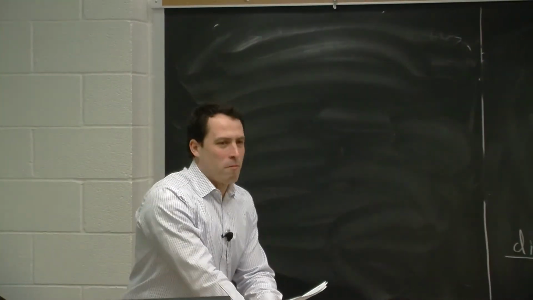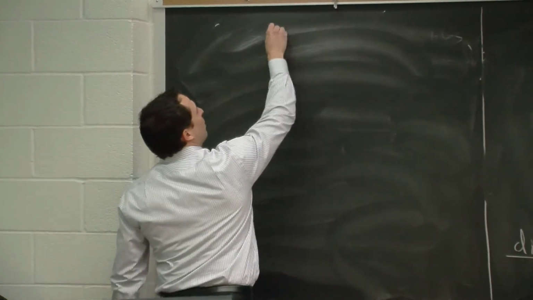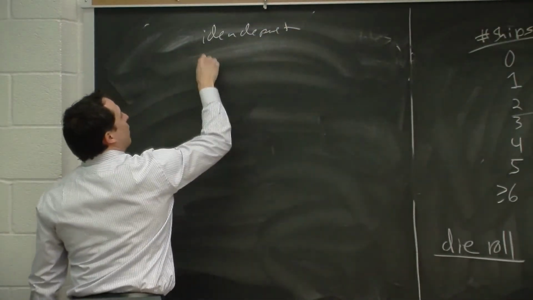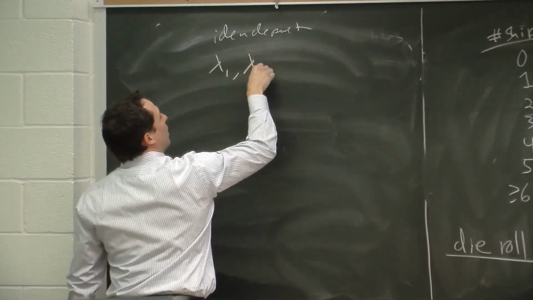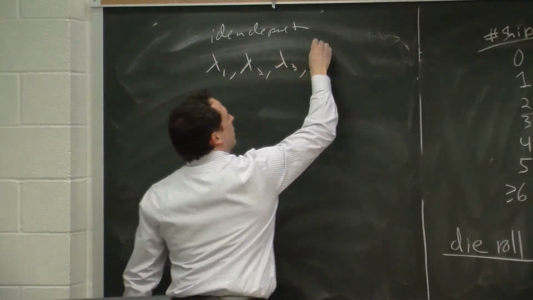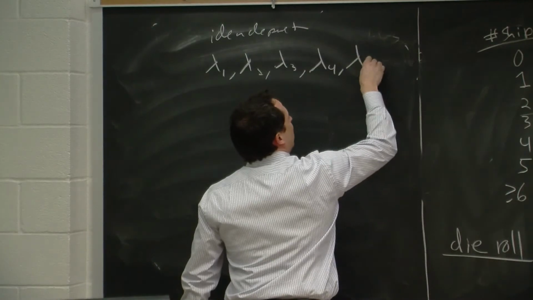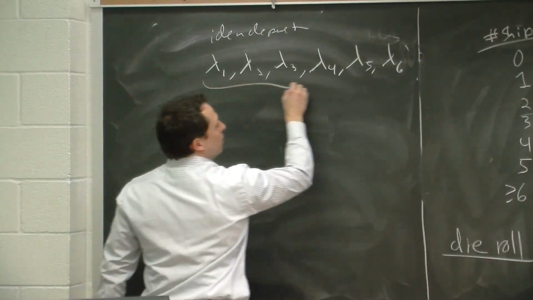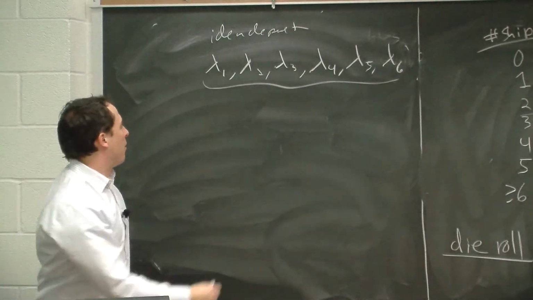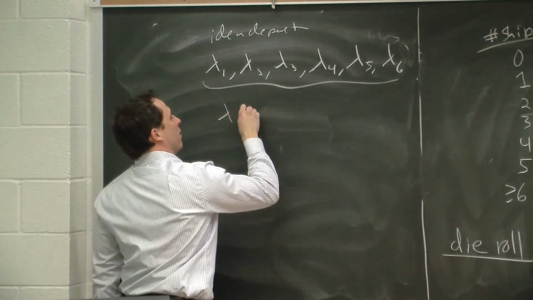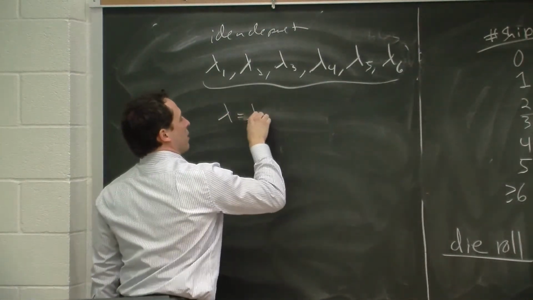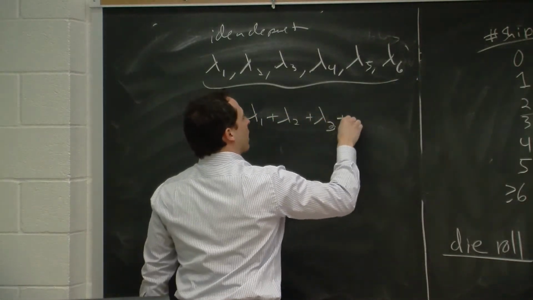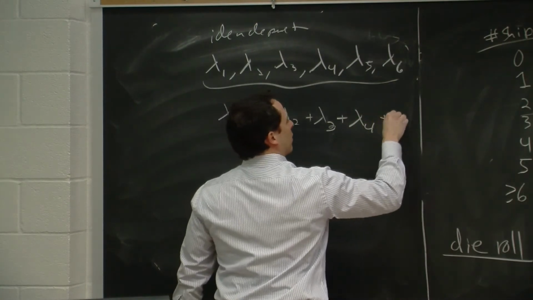For each color, you're trying to estimate its parameter. We'd be assuming that they're independent, and we have just a vector of lambdas: lambda 1, lambda 2, lambda 3, lambda 4, lambda 5, lambda 6. We're trying to estimate this vector of rate parameters, and we're also interested in the sum of them, which is the total rate.